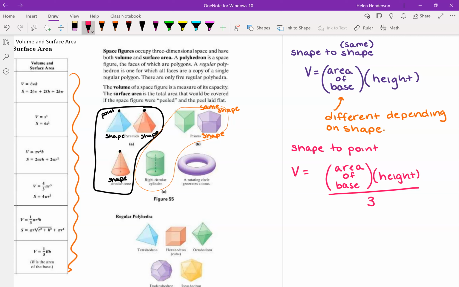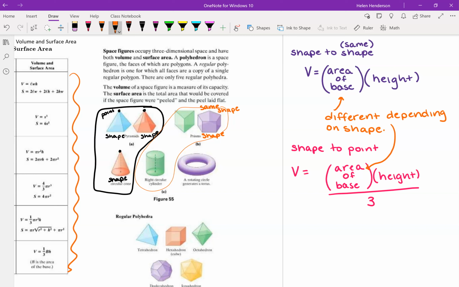Their volume is going to be almost the same as a shape to shape figure. We're going to do area of the base times the height. But then if it ends at a point, you just divide that value by 3. And again, the area of the base is different depending on the shape of the bottom, or the shape of the base.